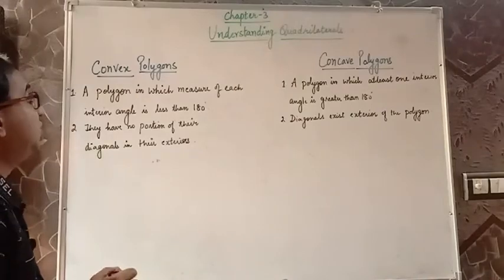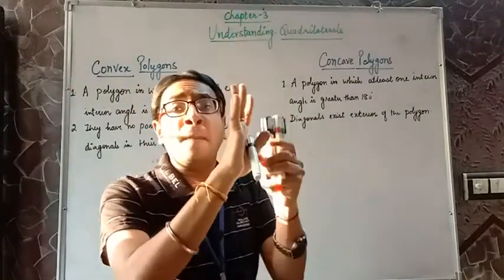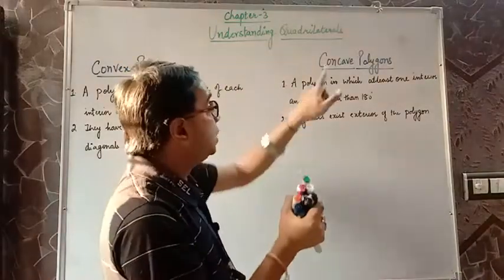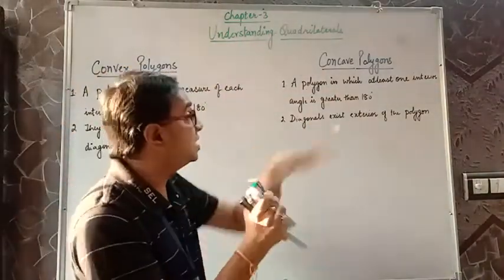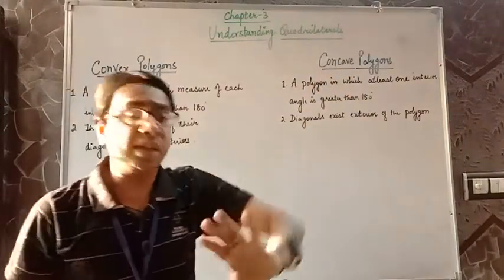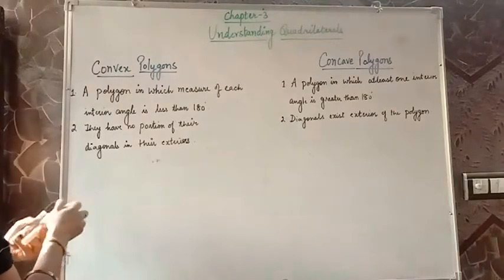What do you mean by convex? Convex means plain. There is no bulge out. But in concave, it is inward. If any portion is inward, it is called concave. I'll discuss what it means. So do remember, what do you mean by convex?